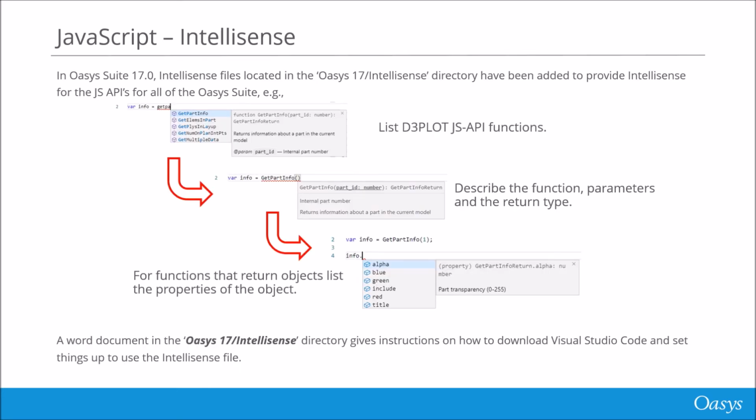So in the standard Oasys 17 release, you'll find IntelliSense files in the Oasys 17 IntelliSense directory in the release package. And we've added them to allow you to use IntelliSense for all the APIs of the Oasys Suite. So previously this was just available for the Primer and THIS APIs, but now it's available for D3plot and Reporter as well. Now there's a document in that area that gives you full instructions on how to install Visual Studio Code and set up the files to use the IntelliSense to make it much easier to write scripts in our software.